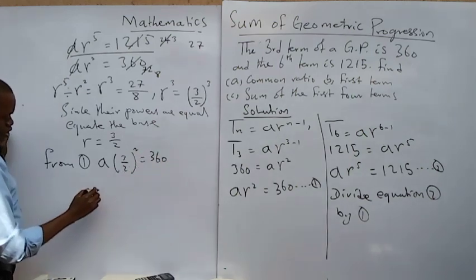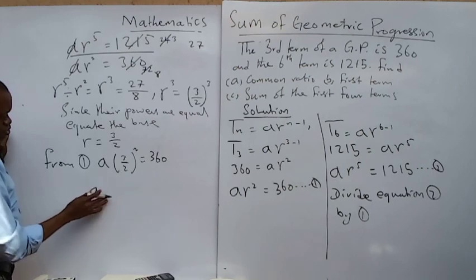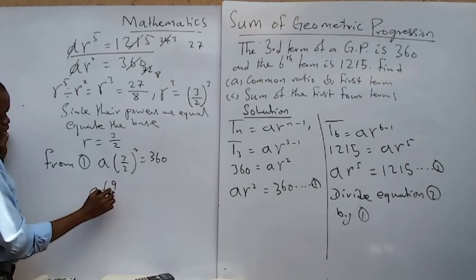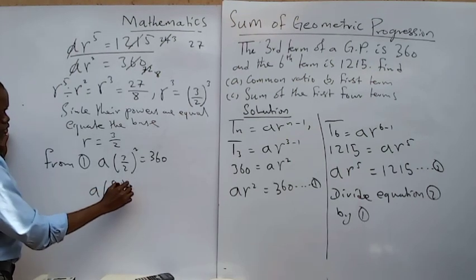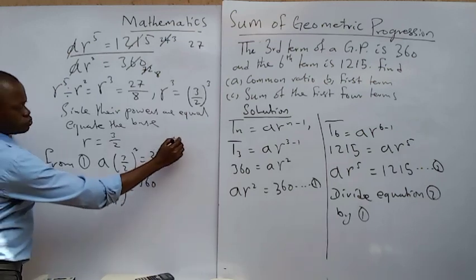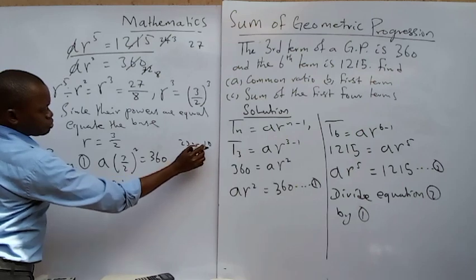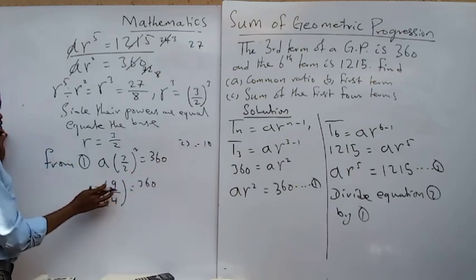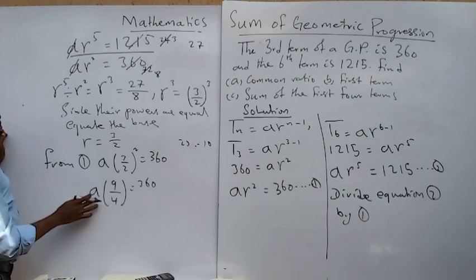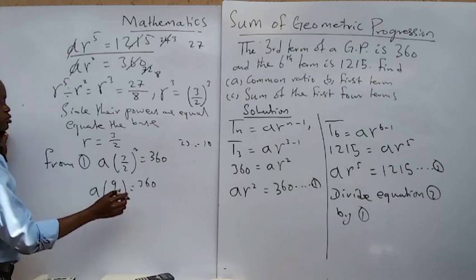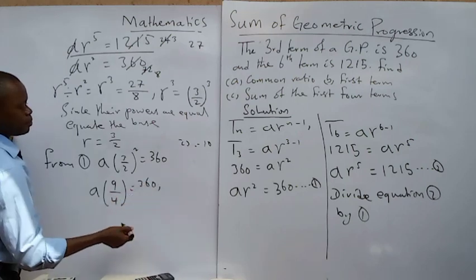Okay, so what do we have there? A, the first term, divide both sides by this. Let me write it again the way you will understand. 9 over 4 a equals 360. So you know when you have 2x equals 10, what you normally do is divide both sides by 2. So this is 9 over 4 a equals this, so divide both sides by 9 over 4.